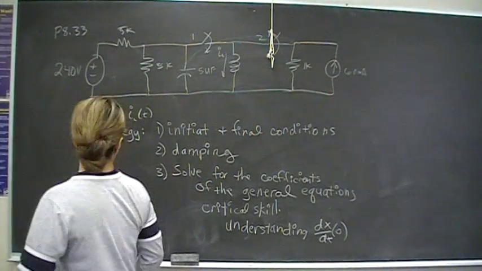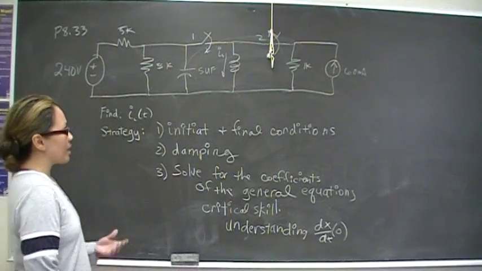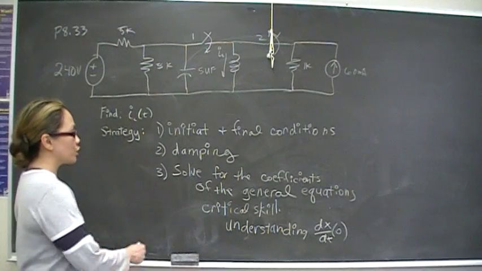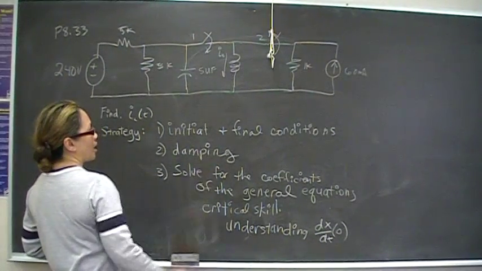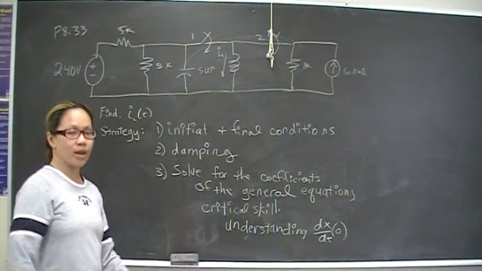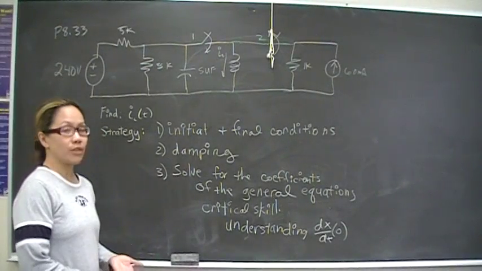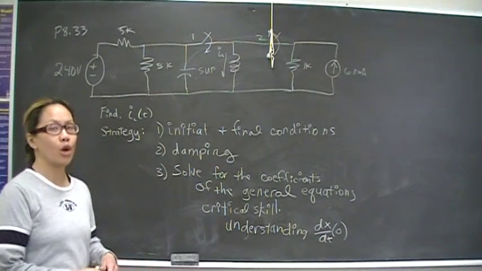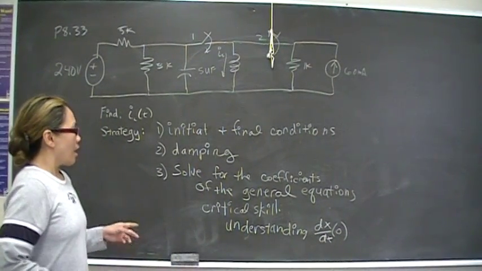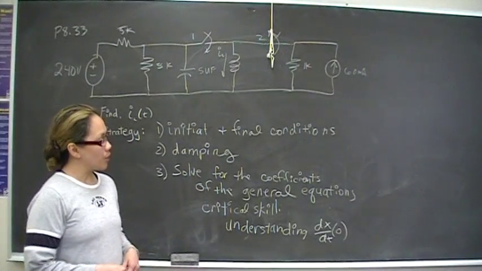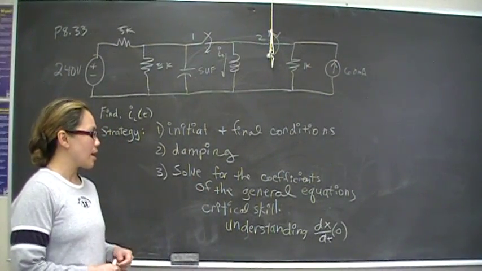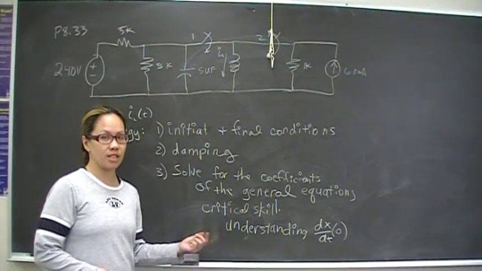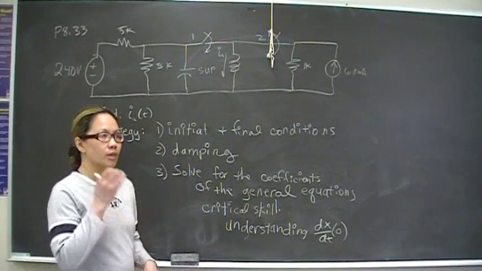So the steps for solving all step equations are pretty much the same. First, you have to find initial conditions, and you have to find final conditions for the x, whatever it is that you're looking for. The second thing you have to do is find the damping, because the damping will tell you what sets of equations you'll use to find the coefficients for the general equation. The third step is you have to then solve for the coefficients of the general equations.